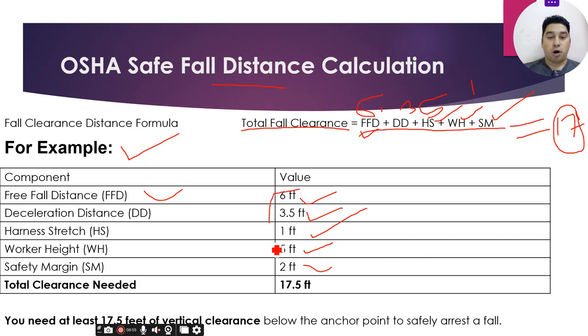Now once you get all these numbers, you have to add them like this. This is the formula that you have to use to calculate the safe fall distance. Once you calculate, it says 17.5 feet is the safe clearance distance you need to maintain to avoid any injury when the person is falling from height while using the personal fall arrest system.